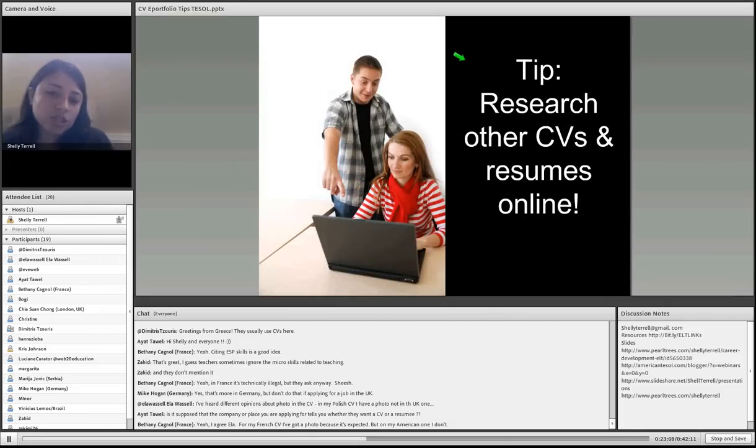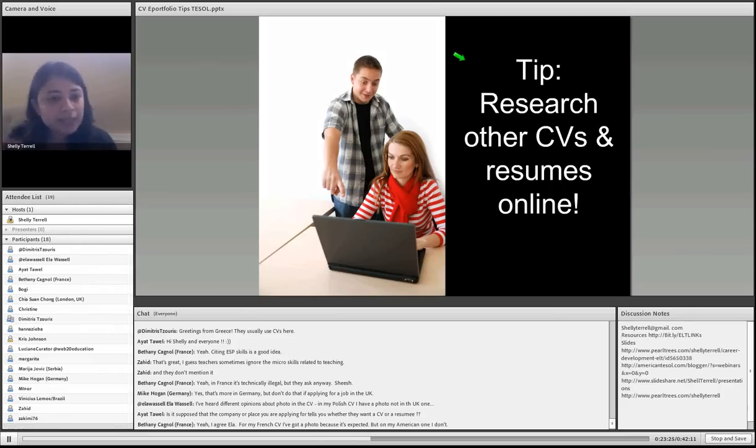So now we're going to go to tips: research other CVs and resumes online. Monster.com, I think, is international. LinkedIn is international. There's a lot. Find the networking site in that country that people go on, like the LinkedIn of that country, and then research what their CVs look like. A lot of people will have their CVs out there on the hiring site. So actually go on one of these hiring sites, even if it's just to see what people are sending for the different positions.